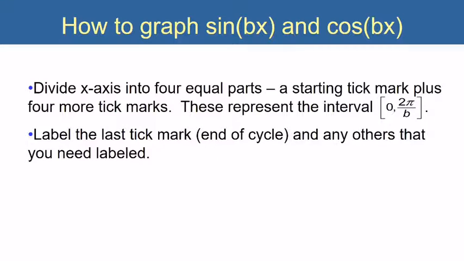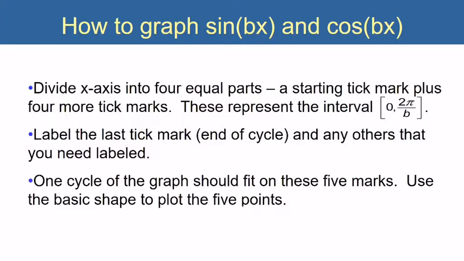You can take the period and divide it by 2 to get the middle tick mark, or divide it by 4 to get the quarter tick mark. And then after you've got the tick marks labeled, one cycle of the graph should fit on those 5 marks. Remember your basic shapes. For sine it's middle, high, middle, low, middle. For cosine it's high, middle, low, middle, high. And then you'll have your graph and you can connect the dots.